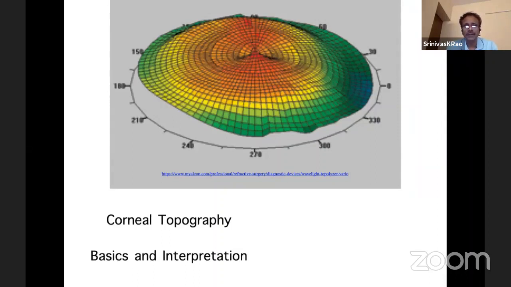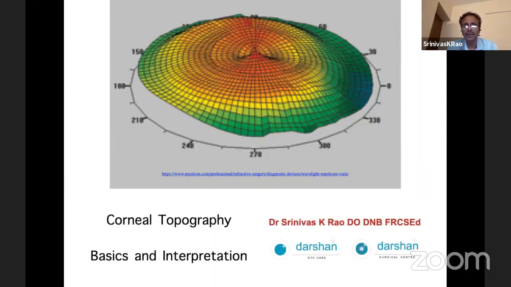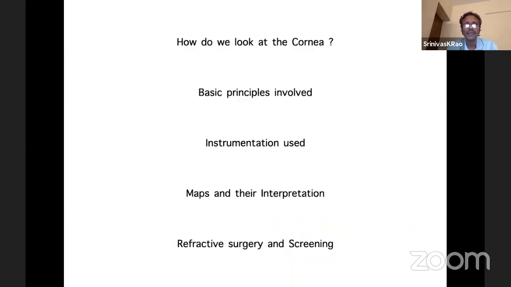And we're going to really talk about that today in the next 15 or 20 minutes that's been given to me. So the issues that we're going to look at essentially are, how do we look at the cornea? And if you want to study its contours, what are the principles involved? So basically there's curvature of the cornea, there's elevation of the cornea, and there's power of the cornea. So how do we use different instrumentation to look at these parameters of the cornea? What are the maps that result from this evaluation, and how do we interpret them?